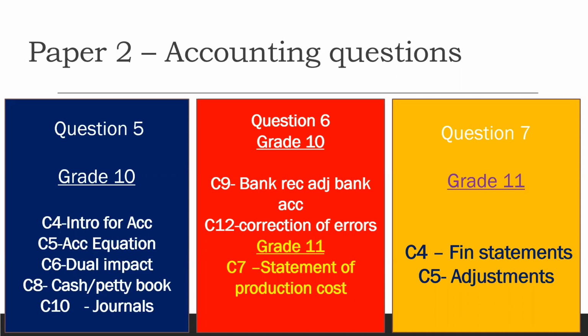Any doubts before we move to the paper? So this is the snapshot of the areas the questions may come from for your paper. You need to take a calculated risk. If you skip any topic, don't ever skip this question or this question. My advice: you can skip bank reconciliation, you can skip correction of errors, but never skip 5 and 7. Very, very important.